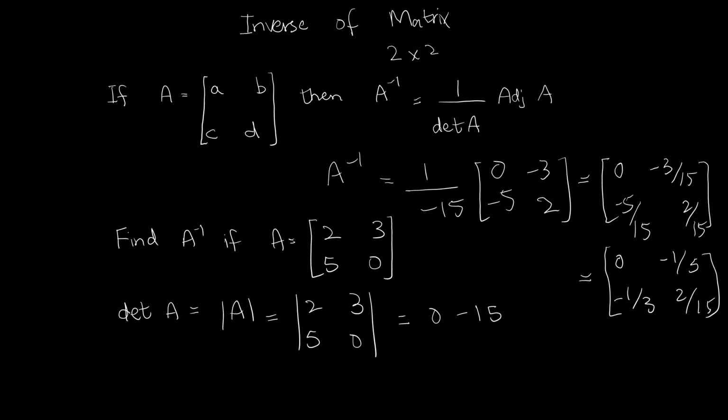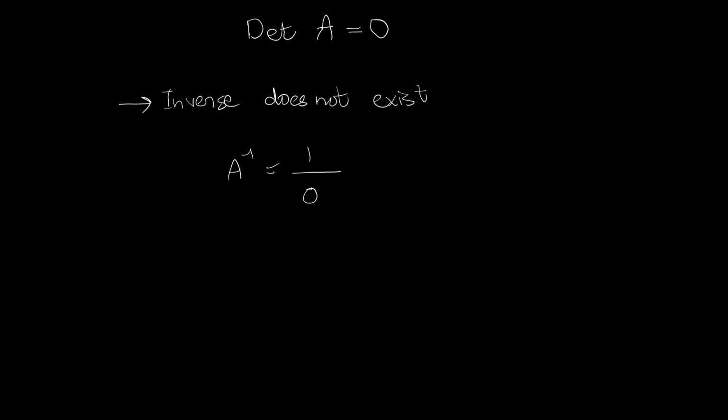Now, there is a case when the determinant of A becomes equal to 0. Well, in that case, the inverse does not exist, because if the determinant of A is 0 and you're trying to find the inverse, you would have 1 over the determinant of A, which is now 0, which gives you an undefined answer no matter what the adjoint is. So that's why you cannot move further.